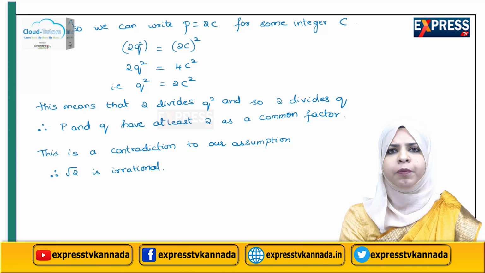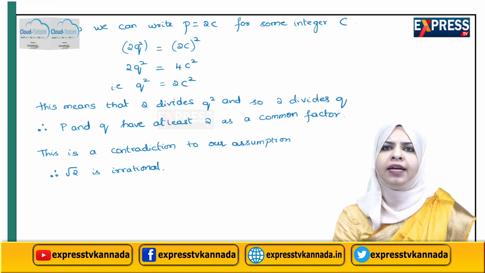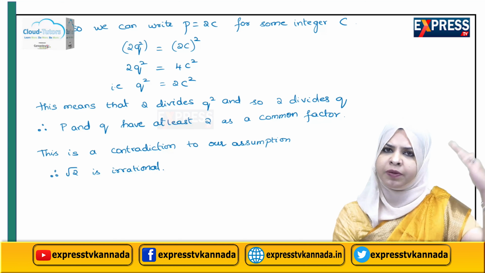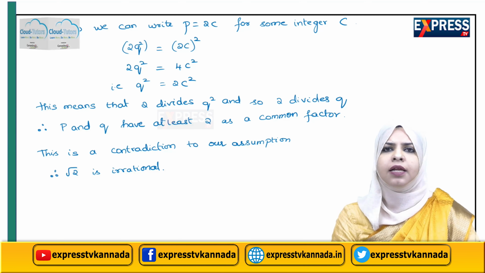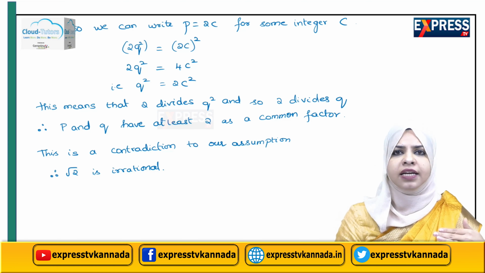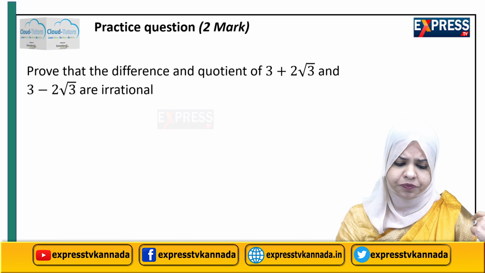But you might be wondering, why did we even do it? We have to do it to prove it as irrational. So we start with assuming that given number as rational, and then go on to prove that it is irrational. Okay, so now let's see the next question.